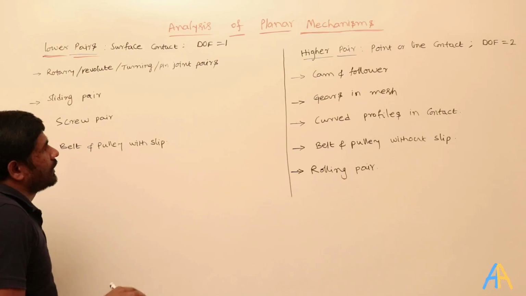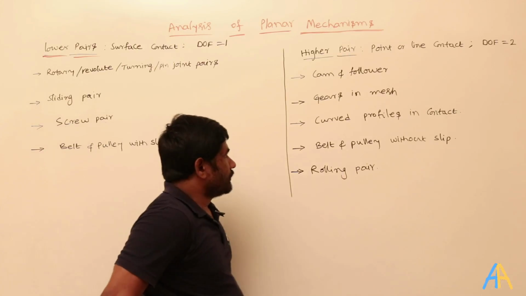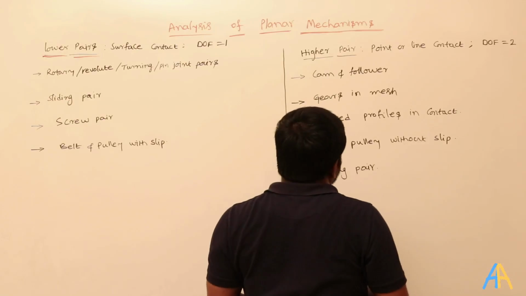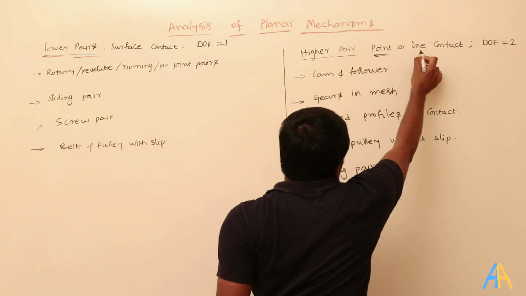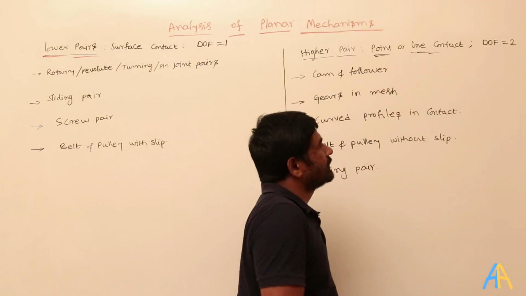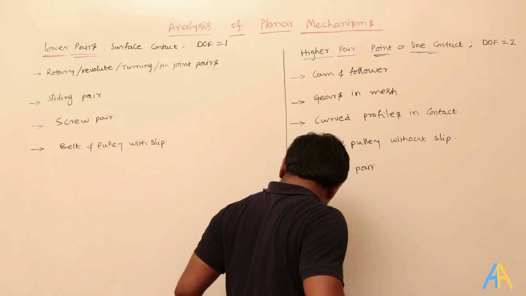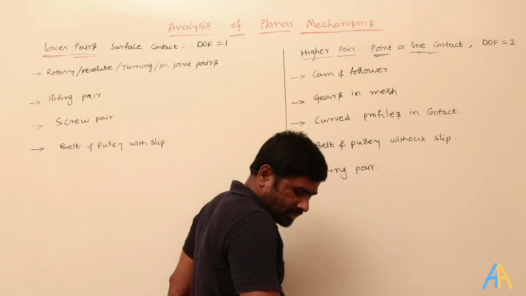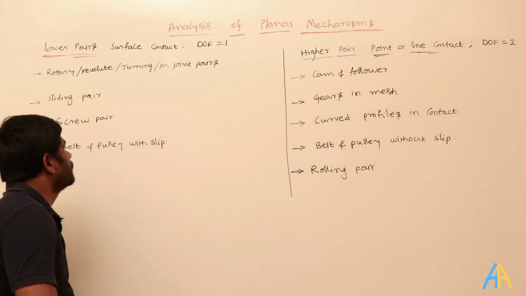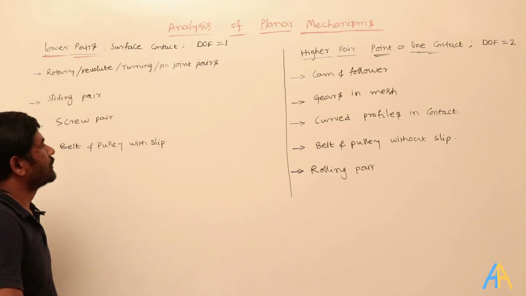And when is it a higher pair? Whenever you have point or line contact, then it is called a higher pair, and the degree of freedom of the higher pair is 2. So what is the meaning of that? We will see again quickly. The example for the lower pair is the rotary or revolute or turning or pin joint.